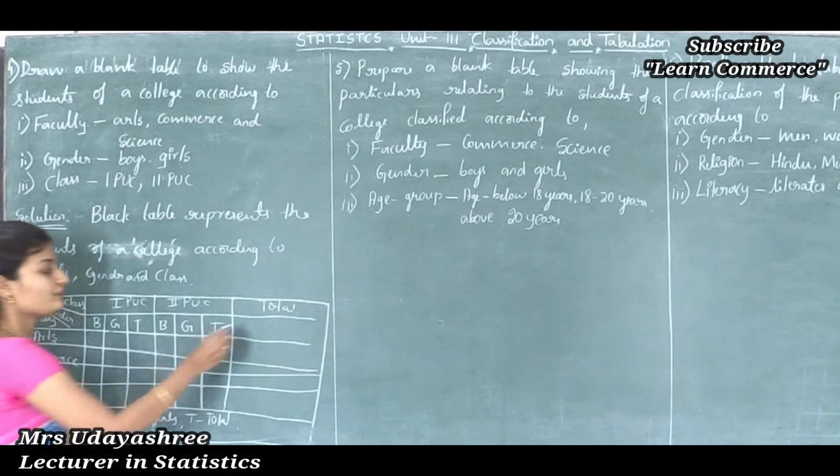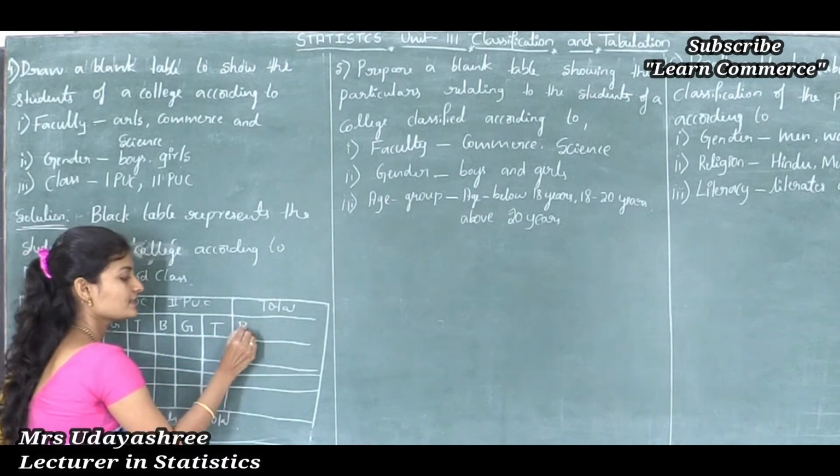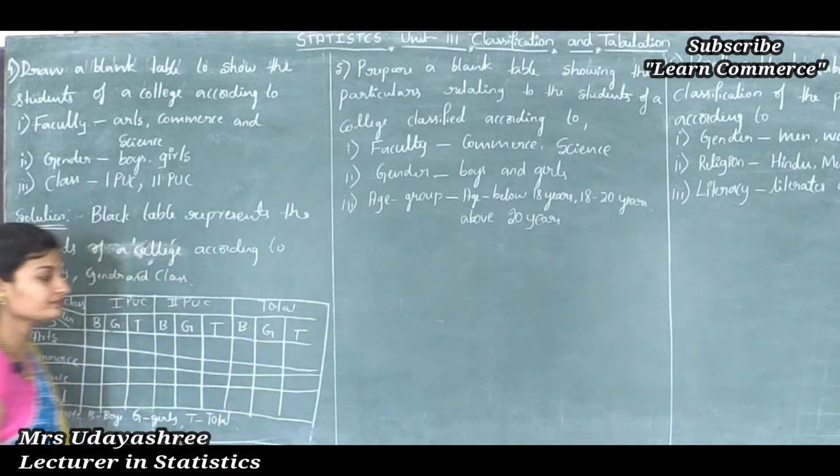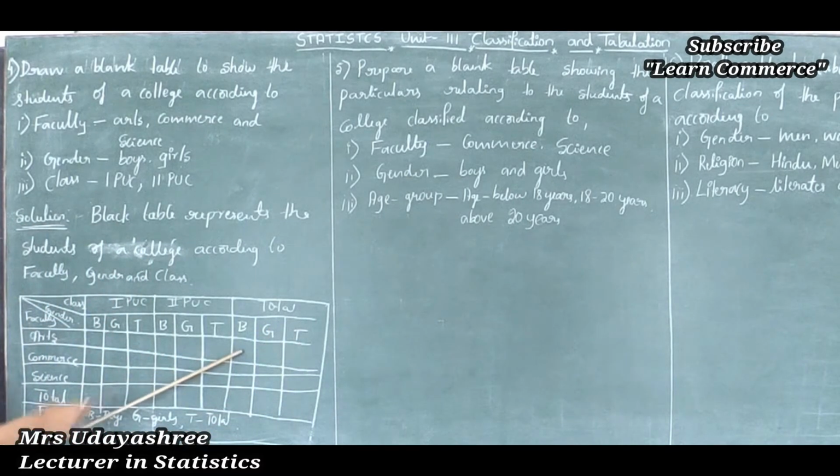Like that, for total I will write the genders: boys, girls and total. This column indicates the total number of arts boys, this the total number of arts girls, and this the total number of arts students. Like that, this column indicates the total number of commerce boys, this the total number of commerce girls, and this the total number of students in commerce.